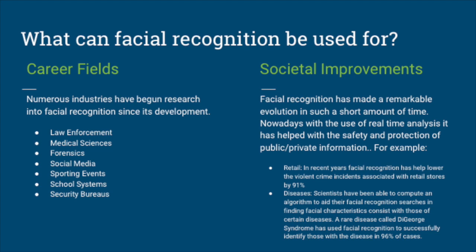It is also helpful with diseases. Scientists have been able to compute an algorithm to aid their facial recognition searches in finding facial characteristics consistent with those of certain diseases. A rare disease called DiGeorge syndrome has used facial recognition to successfully identify those with the disease in 96% of cases.